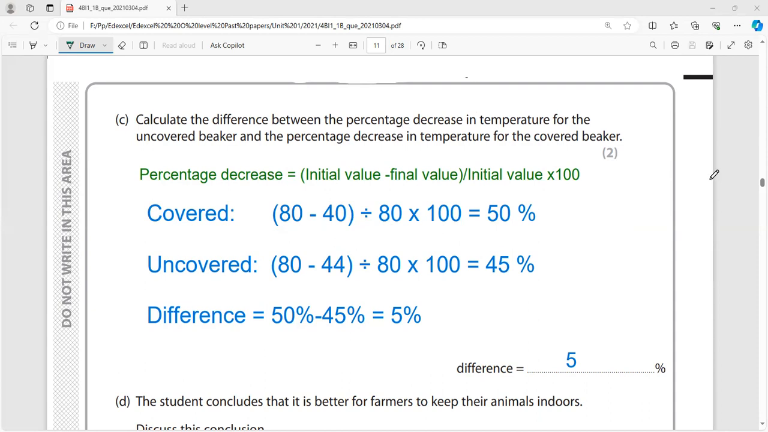In the same way, for the covered beaker, the initial value is 80 degrees Celsius minus the final value of 44, divided by 80, the initial temperature, multiplied by 100, which is 45%. Now the difference of these two percentages is 50% minus 45%, which is 5%. That is not a large difference, but you need to find your answer by using this formula.